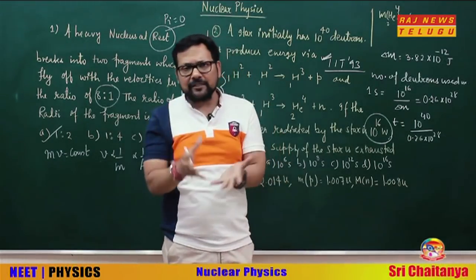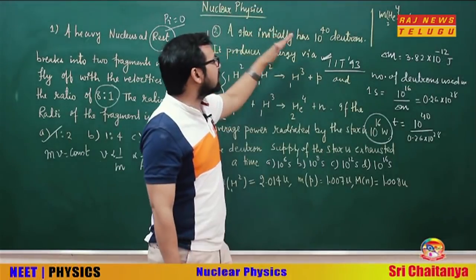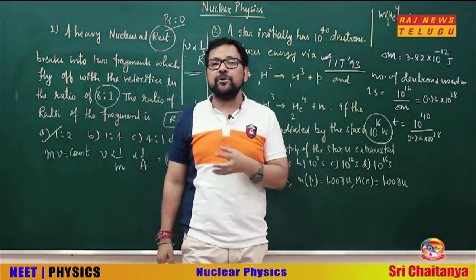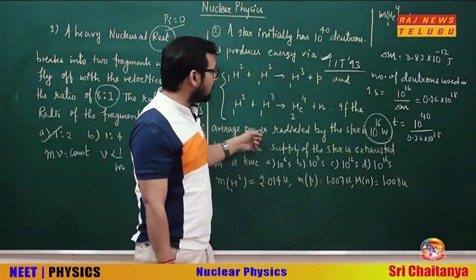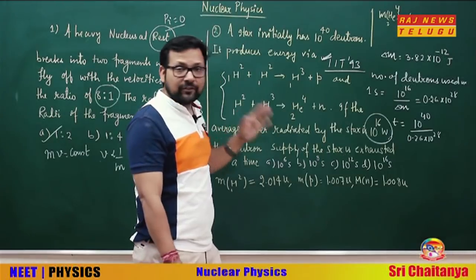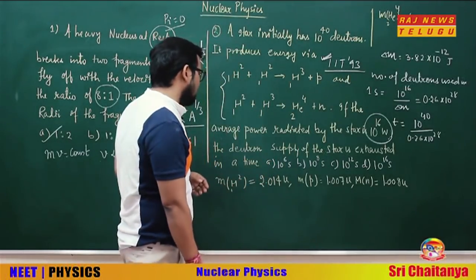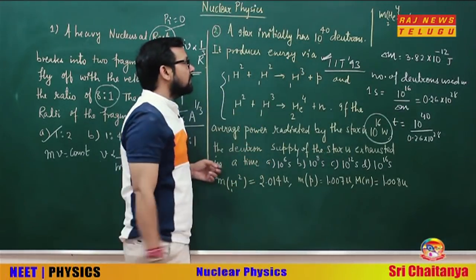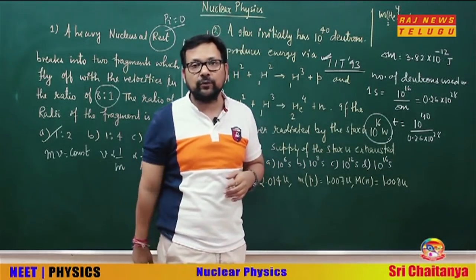So first get the question. There is a star. It initially has 10 raised to power 40 deuterons, and there is a reaction via which the star is producing energy. The average power radiated by the star is given, joules in 1 second. The question is asking: initially so many, 10 raised to 40 deuterons were there, so in how much time is that supply going to get exhausted?